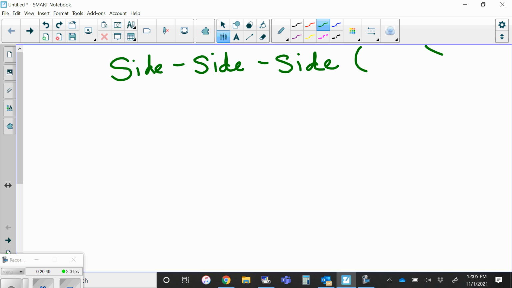What do you think we're going to call this one? SSS congruency. Remember, these are all congruency. We're going to talk later on about something that's not. We're going to talk about something that is similarity, which is a different symbol. This is for congruency, which means these are the same exact triangles.